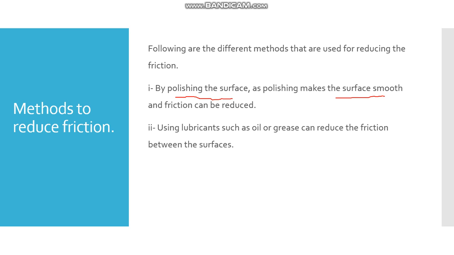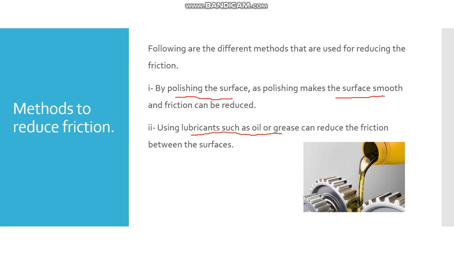Another method is using lubricants such as oil or grease, which can reduce the friction between the surfaces. This method is used in machines. So here is a diagram. Here you can see that this machine is being oiled, or you are putting grease on it. It helps to reduce friction, hence making the machine work more properly.